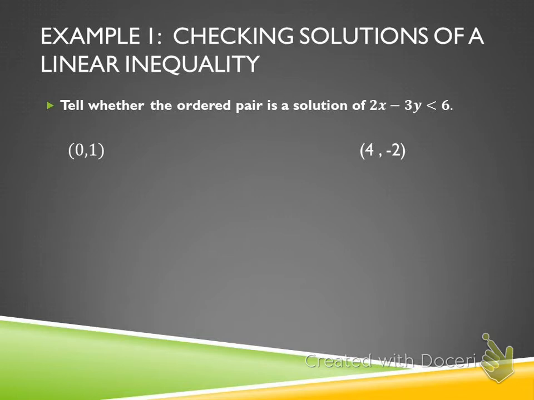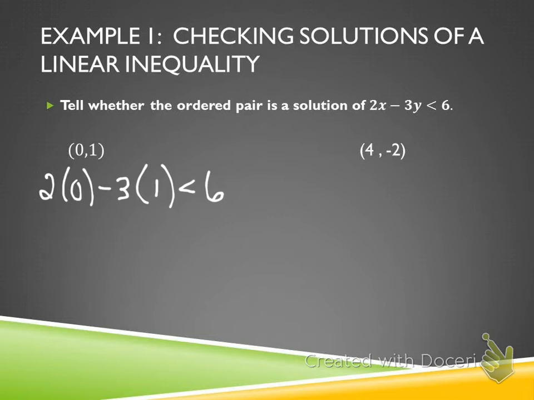Before we do that, the first number in our ordered pair, is that our x or our y value? It's our x value. Okay, so that's still the same. So I'm just going to plug in those numbers into my inequality. So I've got 2 times 0 minus 3 times 1 is less than 6.